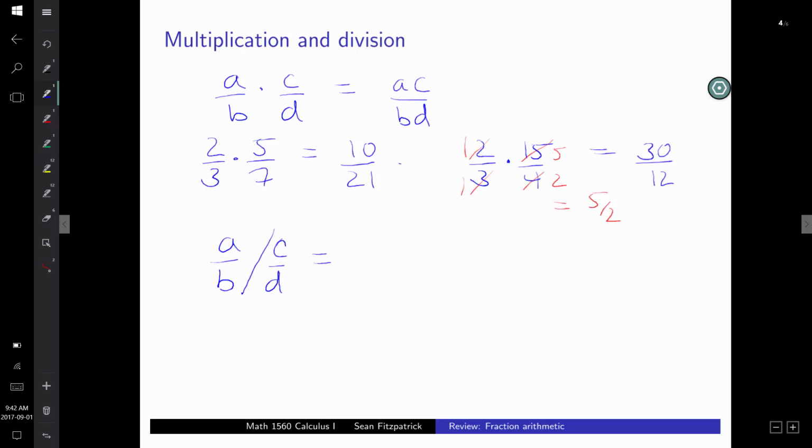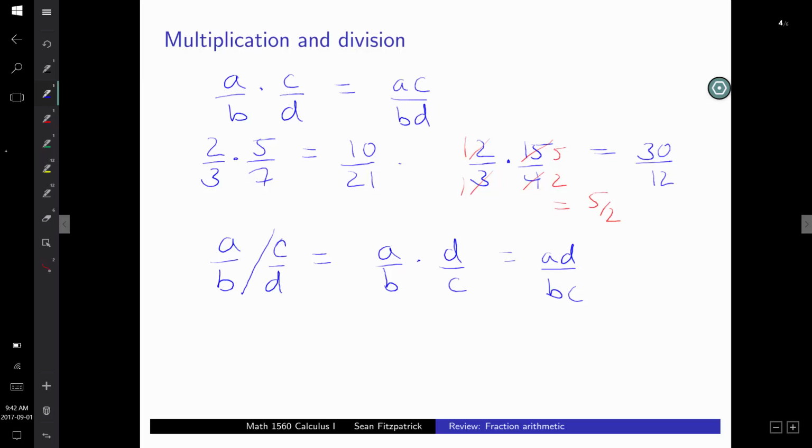So if I want to take a over b and divide by c over d, I simply flip that over. So c over d becomes d over c, and then I multiply as before. Keep that rule in mind, okay? Division is the same thing as multiplying by the reciprocal.